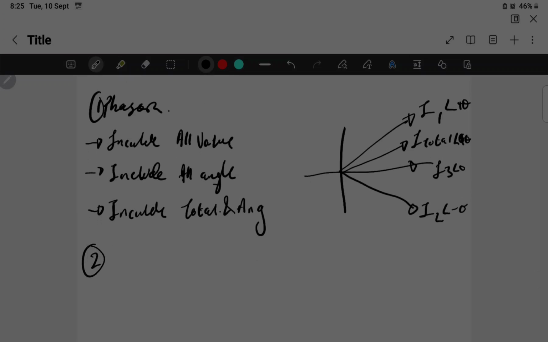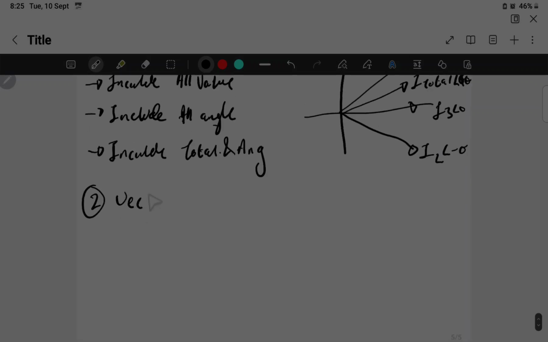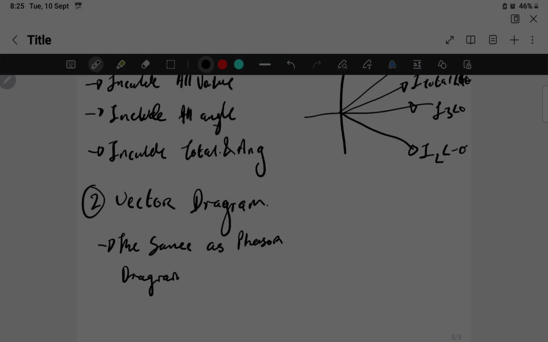Number two is our vector diagram. The vector diagram is the same as the phasor diagram, but you will have to follow the head to tail method. So what is the head to tail method?